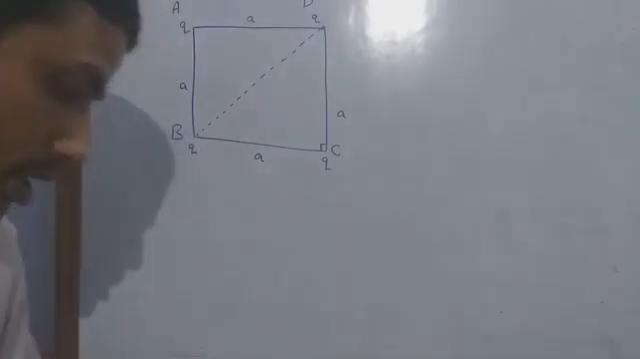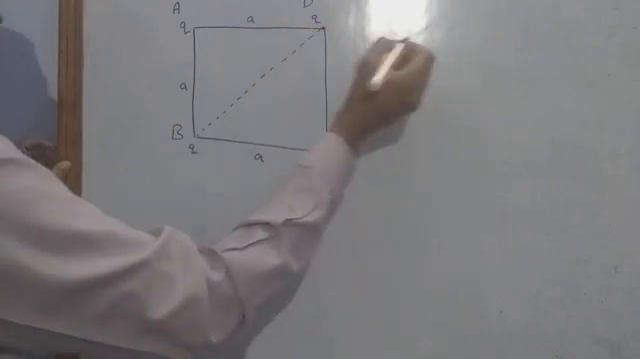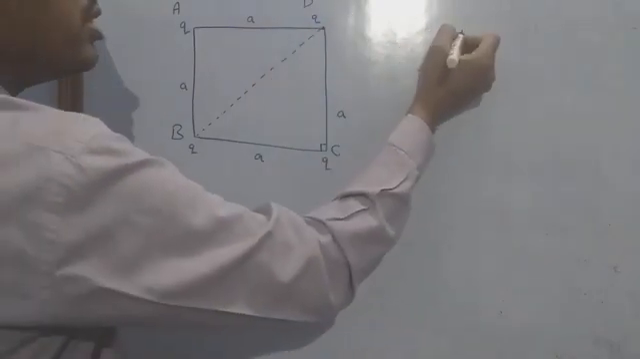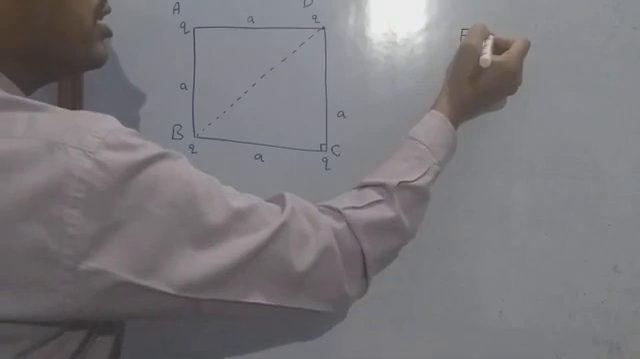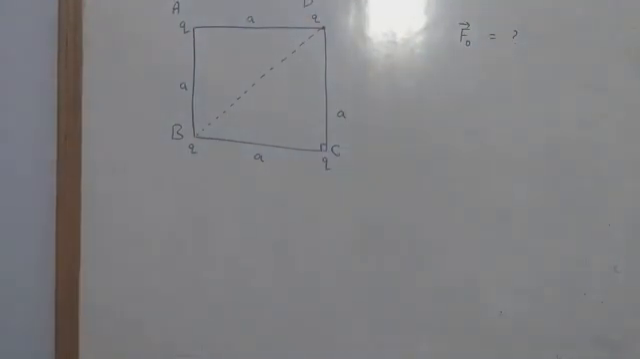We have to find the net force on the charge placed at D. Let that force be Fd, that is the question mark. So this is our question. Again, this can be solved by using the principle of superposition.